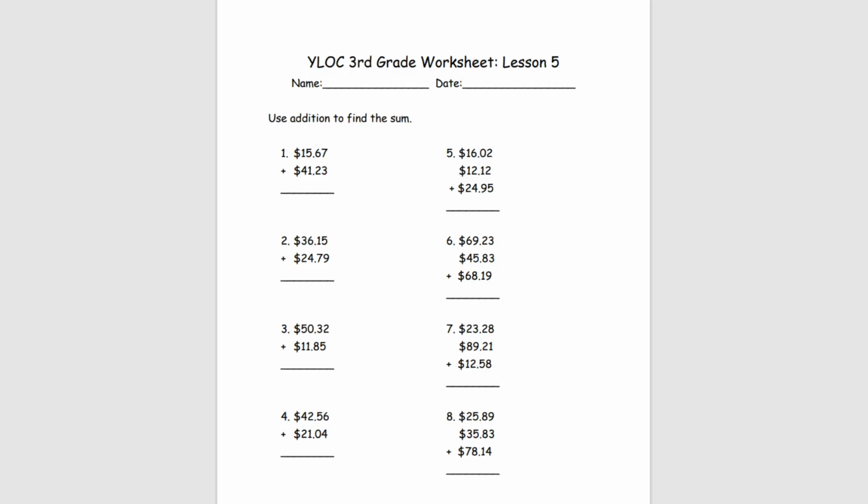And to start off, we're going to be using addition to find the sum. So starting at number 1, we have $15.67 and $41.23. And basically, adding dollars is the same thing as adding regularly, but we have to always remember to drop the dot to make sure it separates the cents from the dollars.